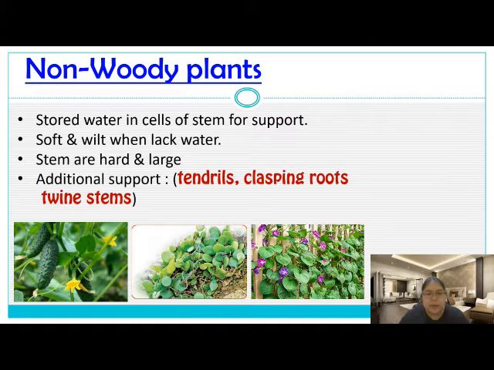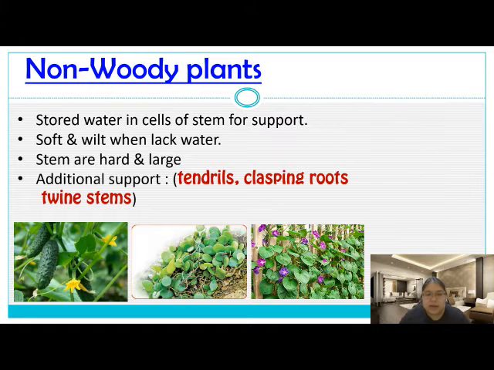For example, this one is a terrestrial. This one is a cucumber, or you can say the bitter gourd. Can you see the small stem? Inside the stem it is actually hollow, or sometimes there is water inside. So this one we call terrestrial.